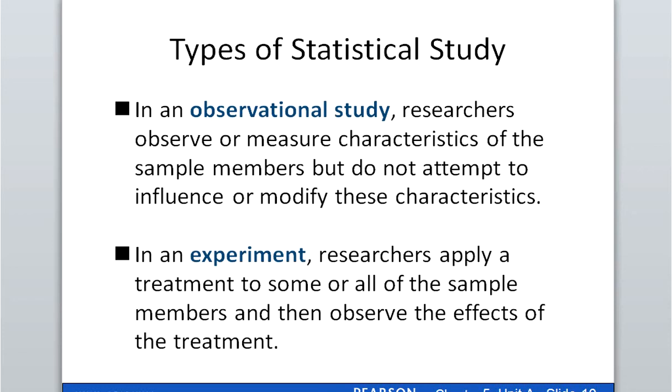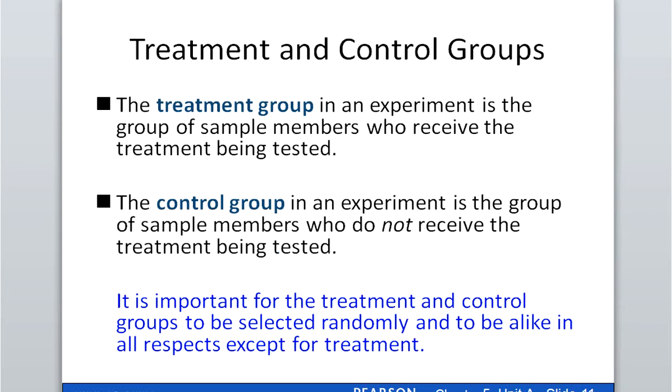And that's in contrast to an experiment where you actually do something and you're trying to measure the result of what you did. So if you do an experiment, we need to have two groups. We need to have what's known as a treatment group, and these are the people that actually get the medicine or whatever it is we're testing, and then a control group that doesn't.